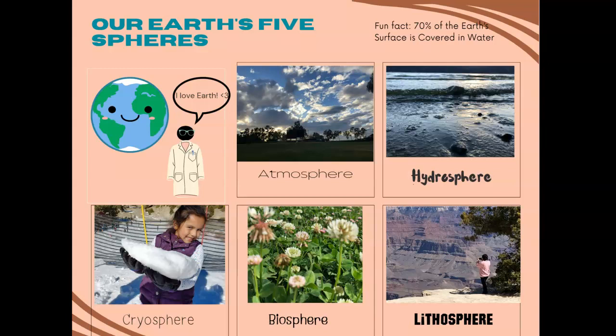And then we have the subsphere. A sub is pretty much another category for the hydrosphere. It is what we consider the cryosphere. The cryosphere is the icy part of our Earth, which is in Antarctica.